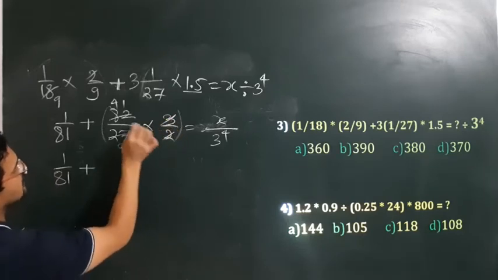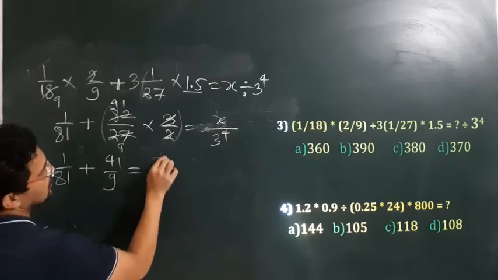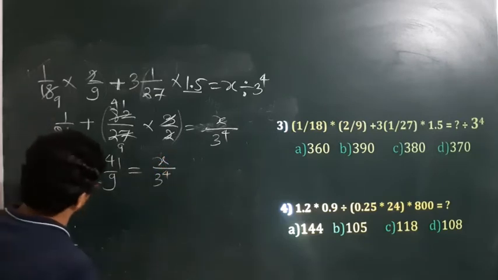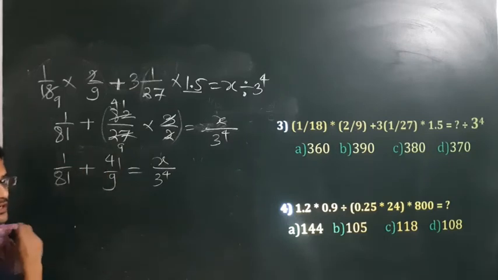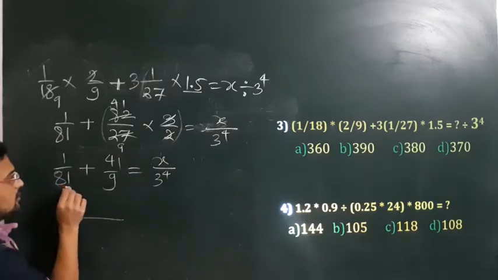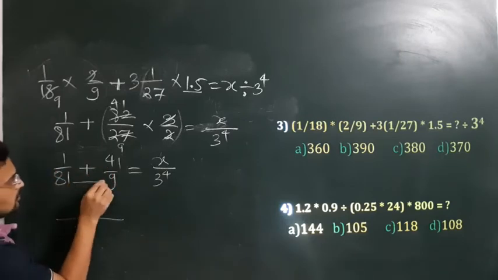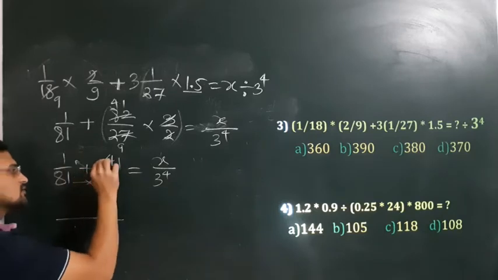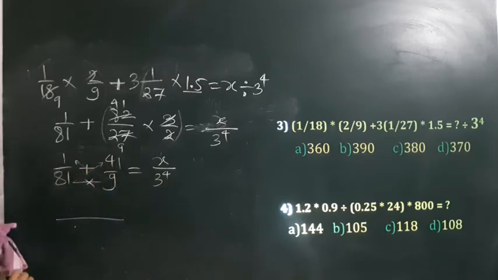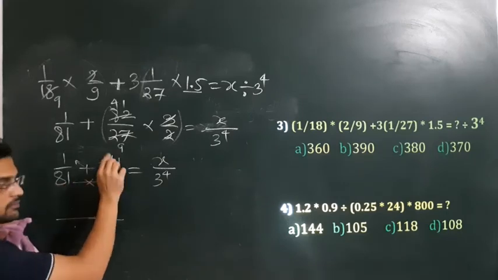This 3 and 2 cancel out, so only 41 divided by 9 is left, is equal to what? X divided by 3 raised to 4. Now you have to solve this. You have to take the LCM. Whenever you encounter such things, just multiply this and shift this here and shift this here. Otherwise, if you multiply 81 and 41, that will be the lengthiest.